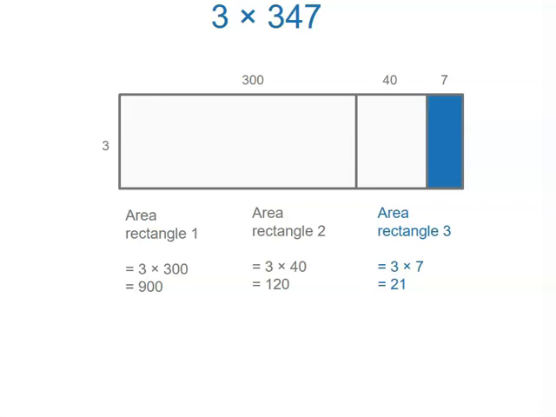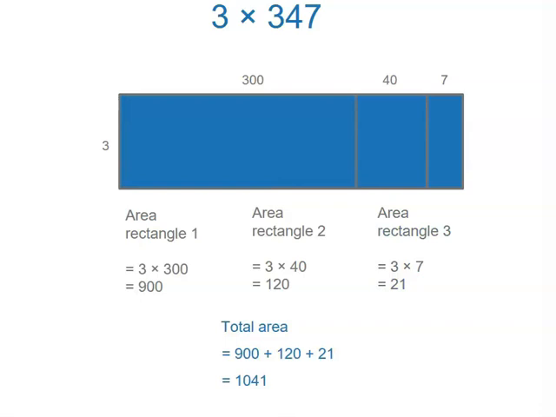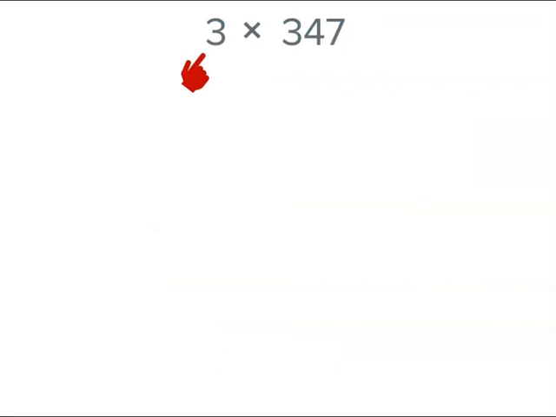So let's think about all together now. We have 3 rectangles that we need to add together. Our total area then is 900 for rectangle 1, 120 for rectangle 2, and 21 for rectangle 3. 900 plus 100 is 1000, plus another 20 is 1020, plus another 21 is 1041. So we actually know that 3 multiplied by 347 equals 1041.